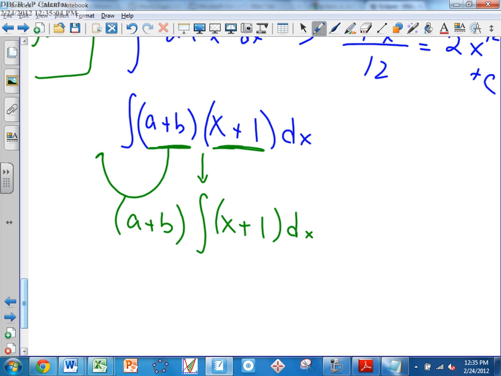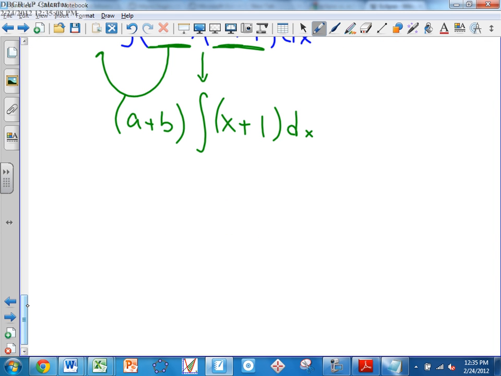Now, what would the integral of x become? X squared over 2, or with a 1/2, good. Plus, what's the integral of 1 going to be? Sorry, I gave the answer. They're all plus C anyway.